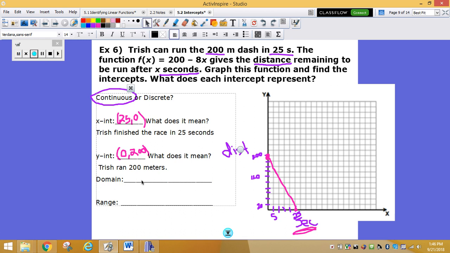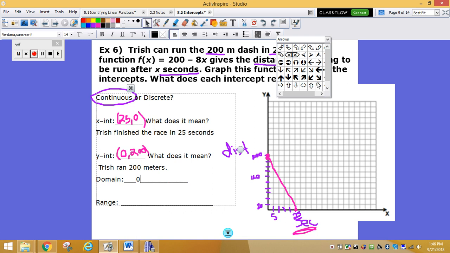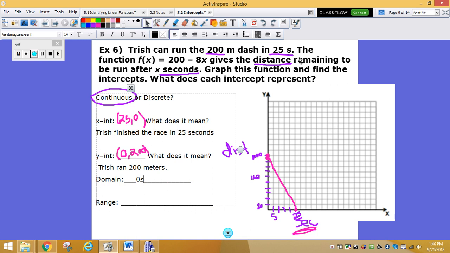All right, let's go through domain. Remember, domain is your x values. So let's look. We're talking about time. X is time. Could you have negative time? No, okay? How about 0? Could you have a time of 0? Yes, you could. 0 is when the race is starting, okay? So the race is starting. Remember, with domain and range, you use inequalities. Domain is x. And then how long did the race last? Well, it lasted 25 seconds.